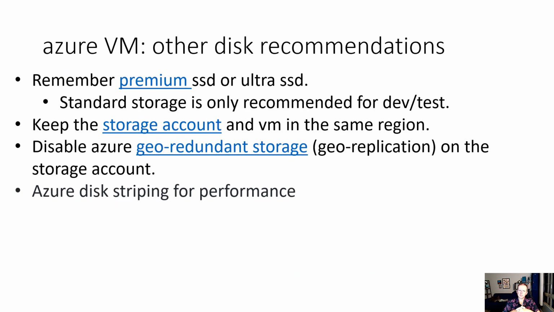And now there's some other disk recommendations here. I don't expect you to remember these, but they're in the slides for your future reference. But remember, you're probably going to use SSDs, right? You probably only want to use HDDs for dev and test, and even then you might not want to use it for dev and test. Keep your storage account and your VM in the same region. So remember, if ExpressRoute is going to East US 2, make sure that your storage account where your disks are is in East US 2, and that your VM is there so that they're all together and you get really low latency and high performance. Disable geo-redundant storage.